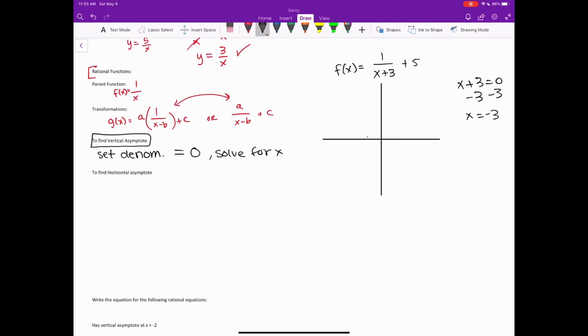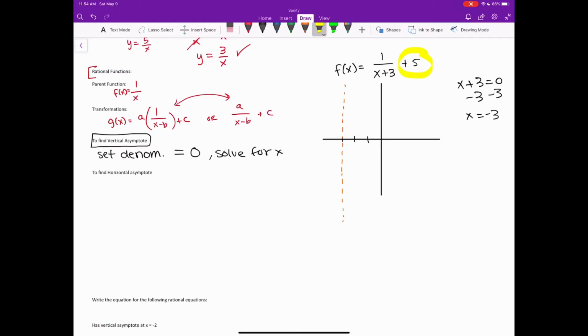So maybe this is -1, -2, -3. Here's my vertical asymptote going like this. And then my horizontal asymptote really just comes from this vertical shift on the outside.